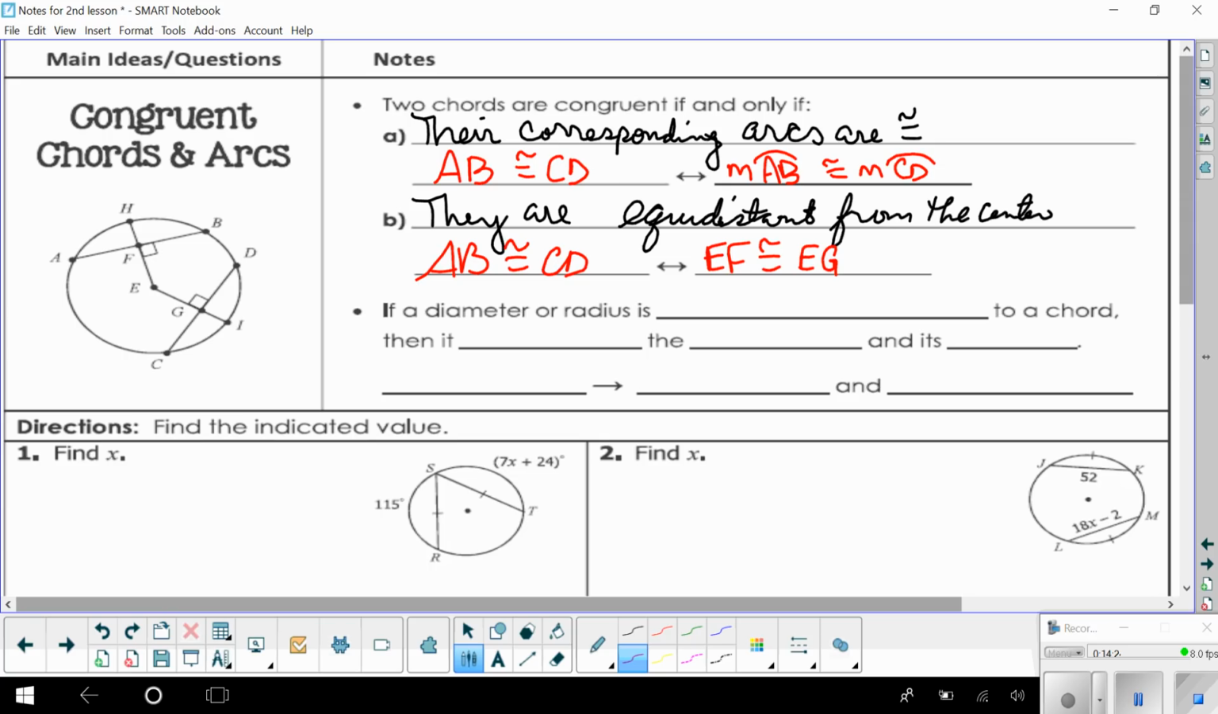If a diameter or radius is perpendicular to a chord, then it bisects the chord and its arc.